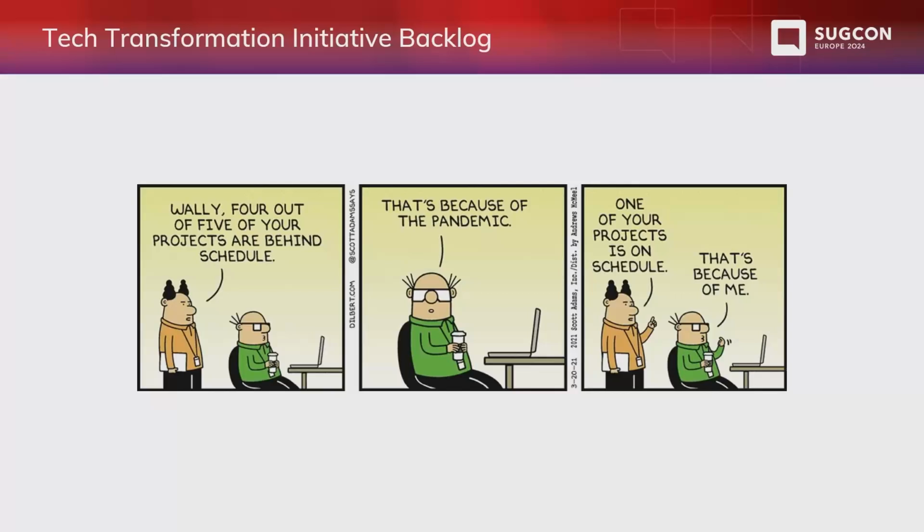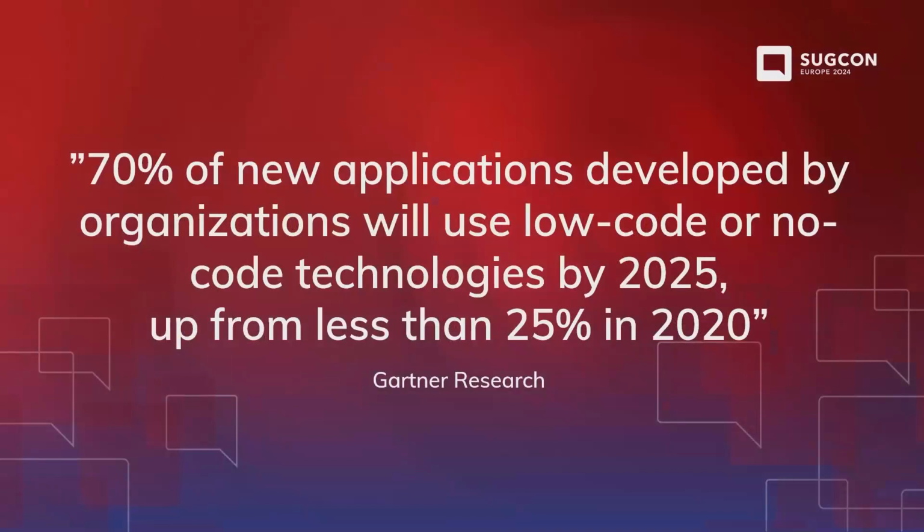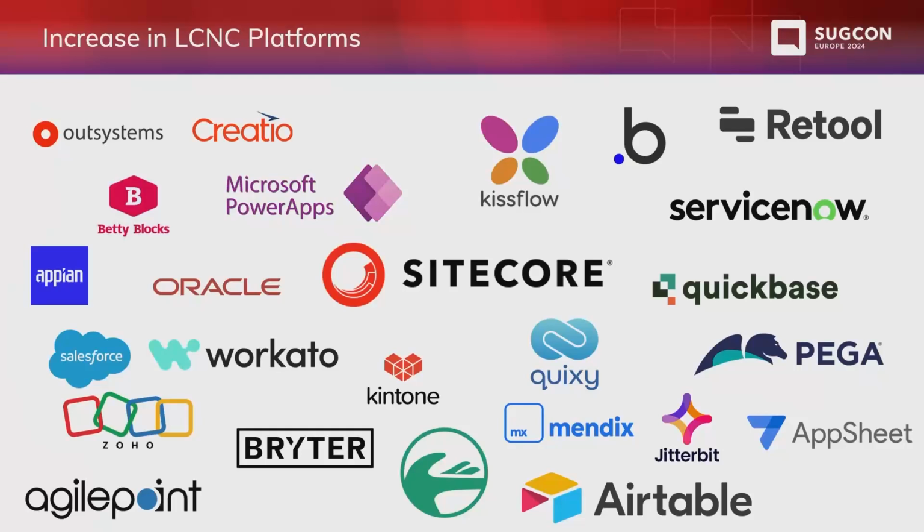But they discovered that there's a real lack of skilled developers that would help them do that. So they started looking at alternatives. And those alternatives were low-code, no-code platforms. According to Gartner, 70% of applications developed by organizations will use low-code or no-code technologies by 2025, up from 25% in 2020. And there's been a huge increase in the number of platforms that are available. They're either new low-code, no-code platforms or existing platforms like Sitecore that are adding new low-code, no-code functionalities.